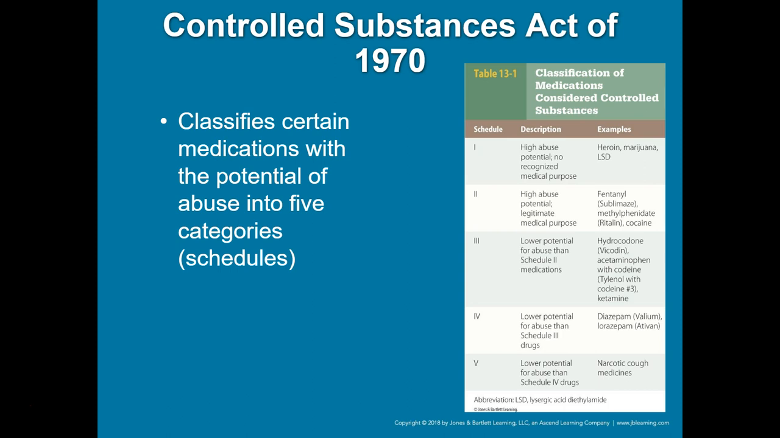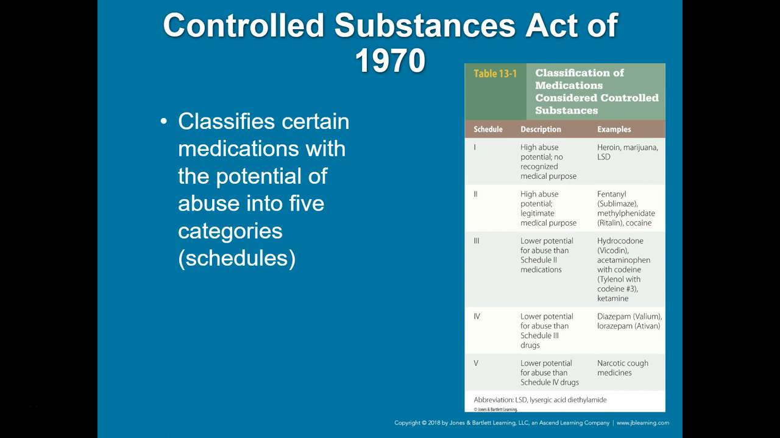Schedule two has a high abuse potential, but they also have legitimate medical purposes. Fentanyl, cocaine, Ritalin, all those are schedule two drugs. Schedule three has a little bit lower potential for abuse. Hydrocodone, Tylenol with codeine, and ketamine are all good examples there. Schedule 4 is going to be a little bit lower potential for abuse, and then Schedule 5.